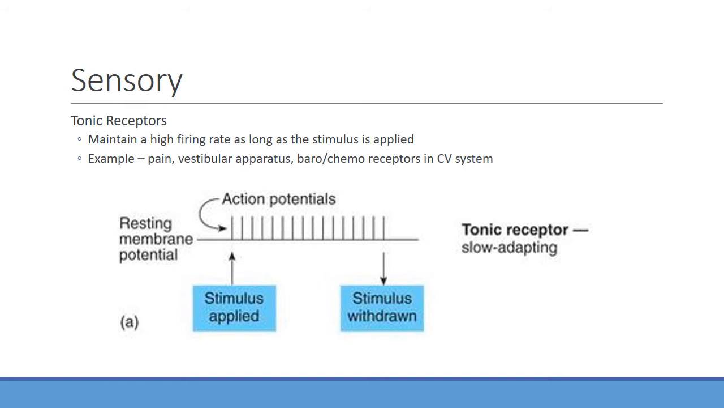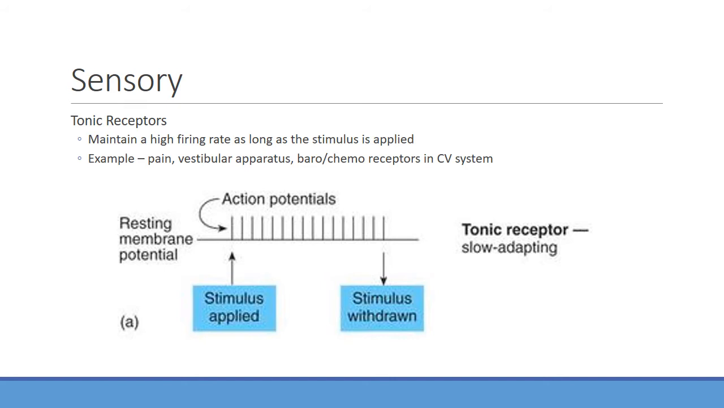We can also have tonic receptors. These are going to be things that retain high firing rates as long as the stimulus is applied. So this is good for signals that we want to have constant awareness of over a period of time. For instance, think about things like the vestibular apparatus. We want to know what position our head's in at all times. If we started to shut down that feedback, I'd probably just fall on the floor, right? No good. Pain's another good one.